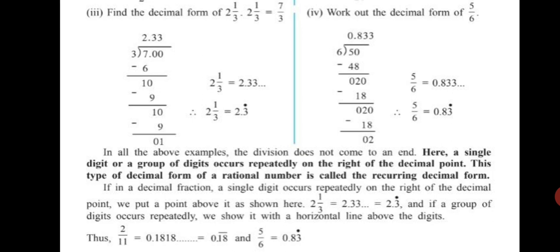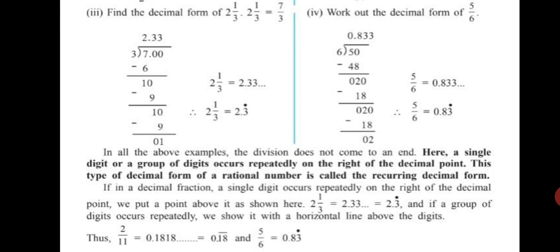So in all the above examples, the division does not come to an end. Okay, that means we are not getting the remainder 0. Like previously we got the remainder 0, and what did we call them? Terminating decimal form. Now here there are remainders left over. Here a single digit or a group of digits occur repeatedly on the right of the decimal point.